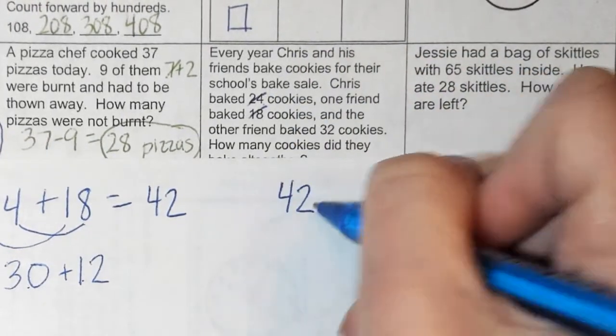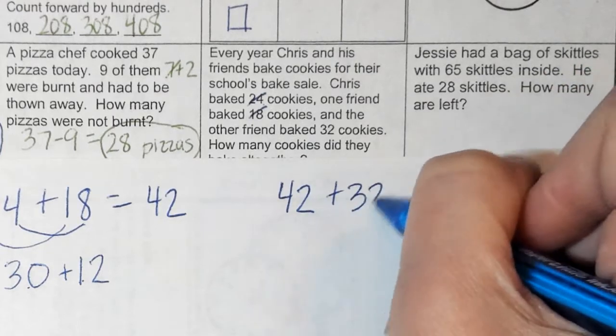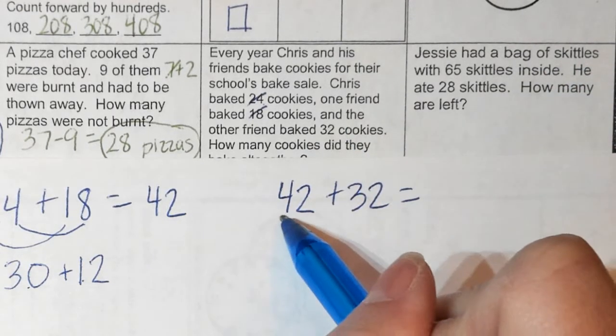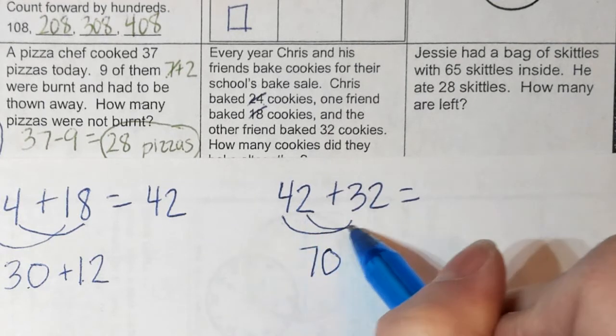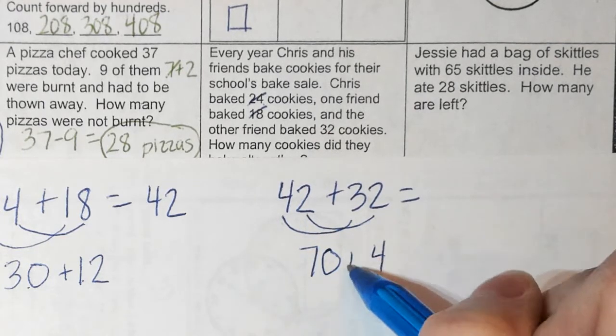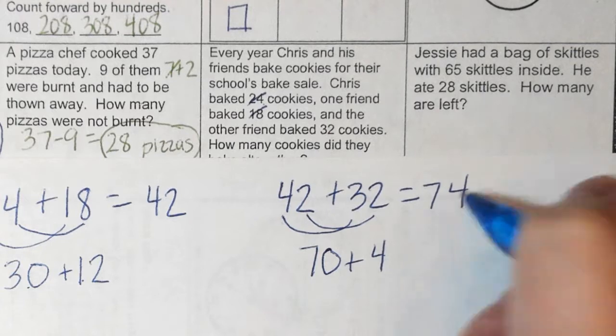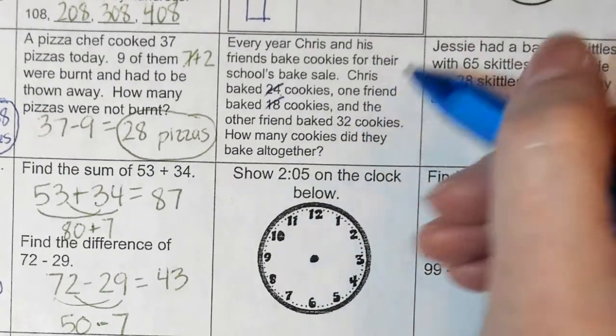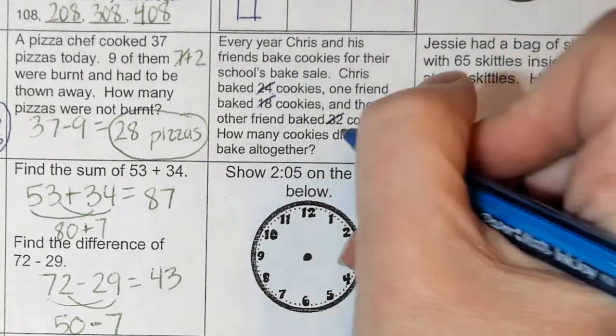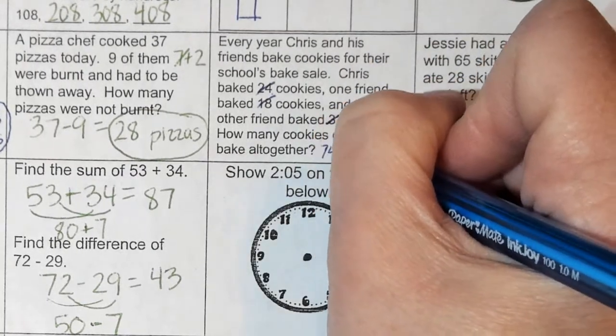So I have 42 plus 32, and I know that 40 plus 30 is 70. 2 plus 2 is 4, and 70 plus 4 is 74. So I'm going to go back, make sure I used all 3 numbers, which I did, and my answer was 74 cookies.